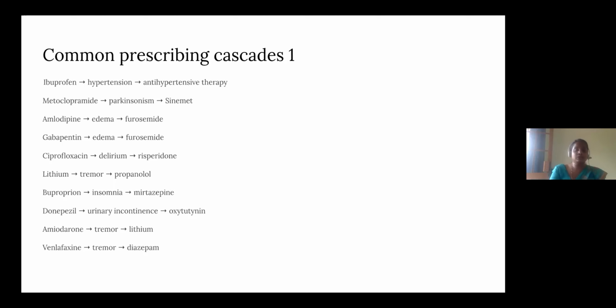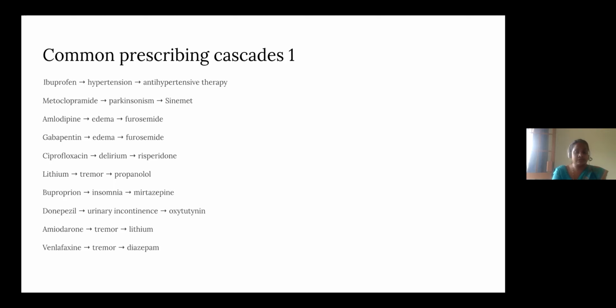When I went through the literature, I found some common prescribing cascades. I want to share them with you. Ibuprofen causing hypertension, ending up with antihypertensive therapy. Metoclopramide causing Parkinsonism, starting Sinemet. Amlodipine, a very common one in our practice, causing edema, starting furosemide.